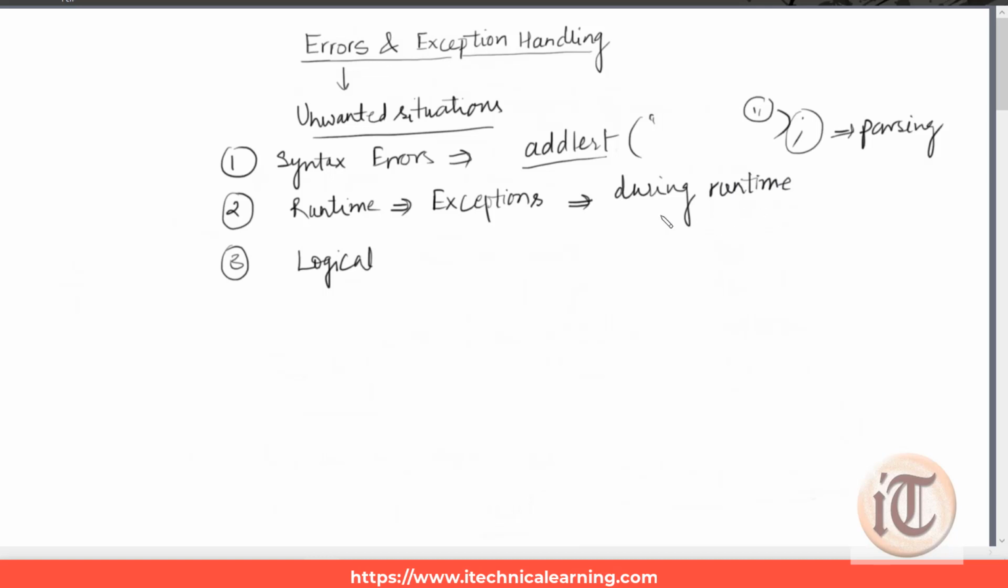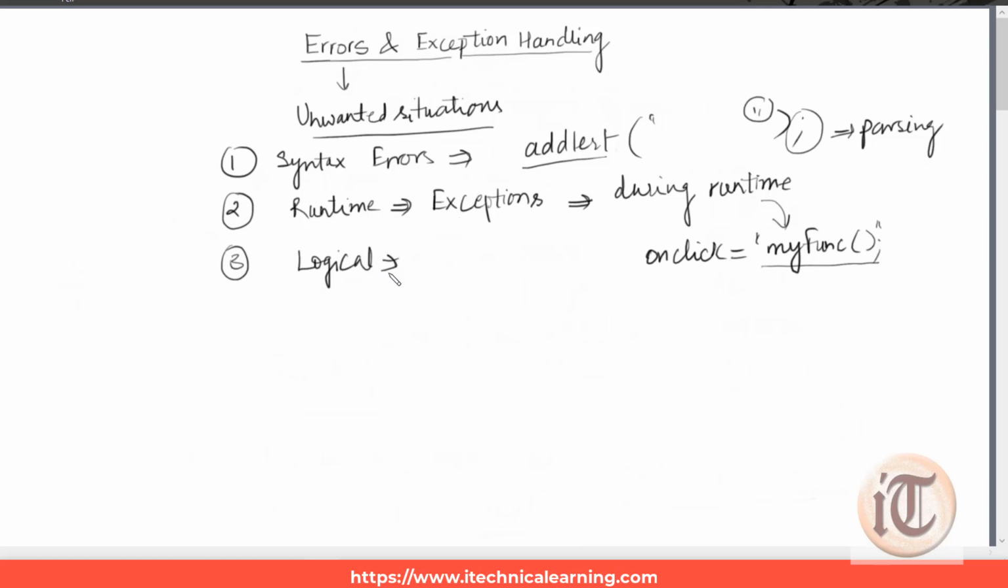Suppose I have drawn a button and on click I want to call a method named my function. But this my function is not available anywhere in our code. On click I wanted to call this method, but I have not defined this function anywhere in my code. So when our program starts executing, it will look for this function, and if the function is not found, it will generate a runtime error or exception for the code.